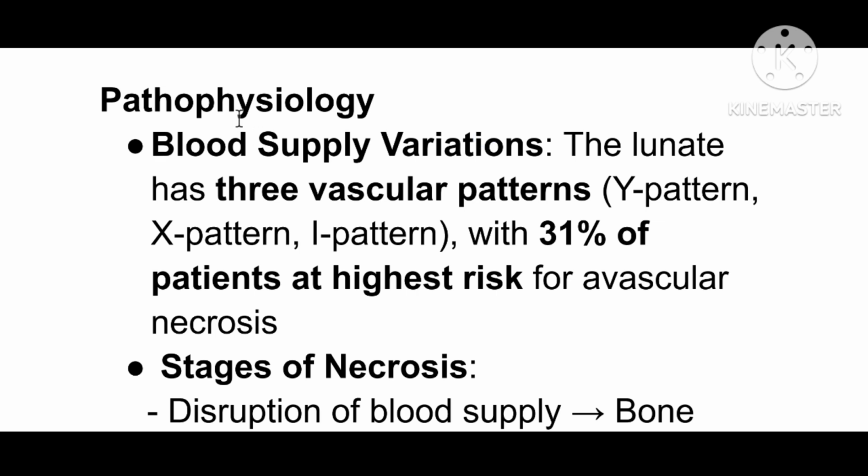Pathophysiology. Blood supply variations. The lunate has three vascular patterns: Y pattern, X pattern, I pattern, with 31% of patients at high risk for avascular necrosis.